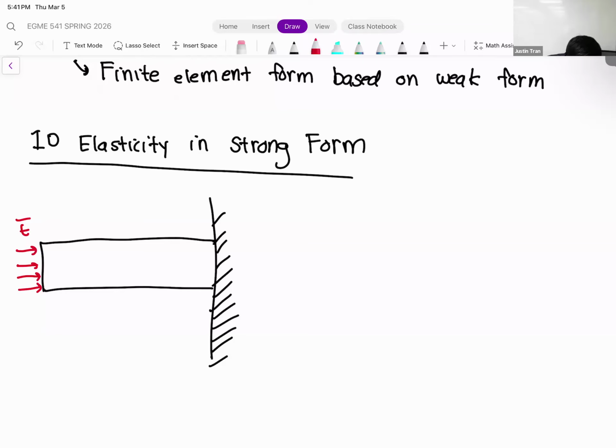All right. And what we're interested in, let's say, is after we apply that force there, we want to see how much this bar is going to displace. So we're going to solve for u as a function of x, where u here is the deformation of the bar as a function of x.